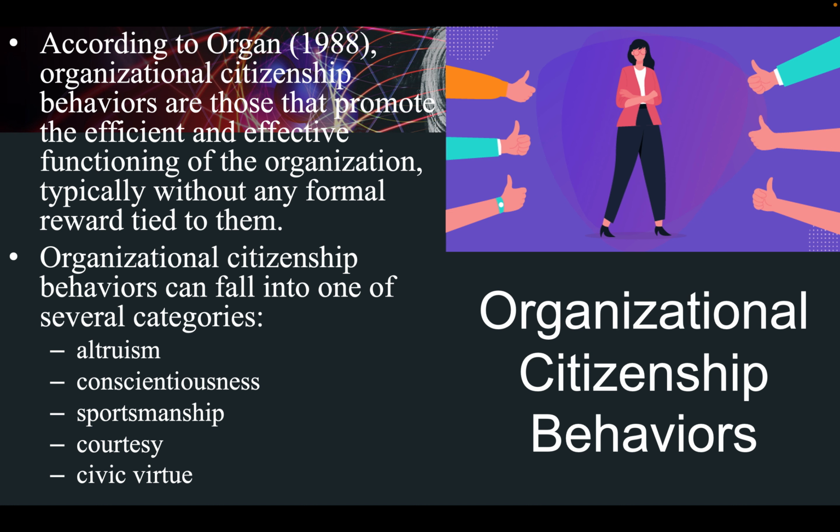According to Organ in 1988, organizational citizenship behaviors are those that promote the efficient and effective functioning of the organization, typically without any formal reward tied to them. Organizational citizenship behaviors can fall into one of several categories: altruism, conscientiousness, sportsmanship, courtesy, and civic virtue.